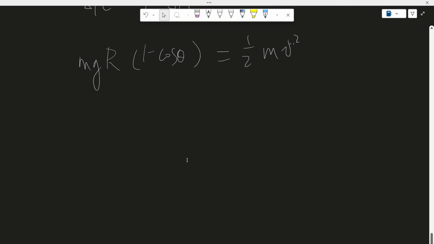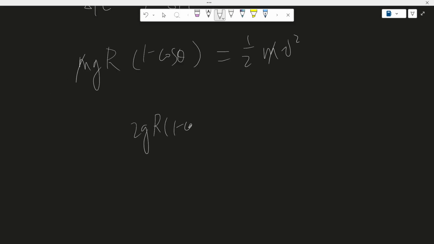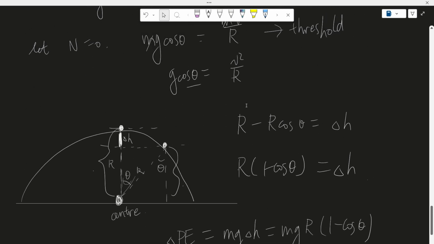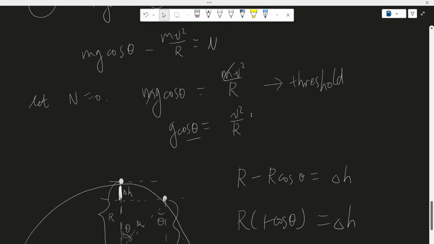And so now we can get v. So let's cancel out m first. And so we have 2gr(1 minus cosine theta) equals v squared. And so v equals the square root of 2gr(1 minus cosine theta). And so this is our expression for v. And let's plug that back into the previous formula of g cosine theta equals v squared over r.